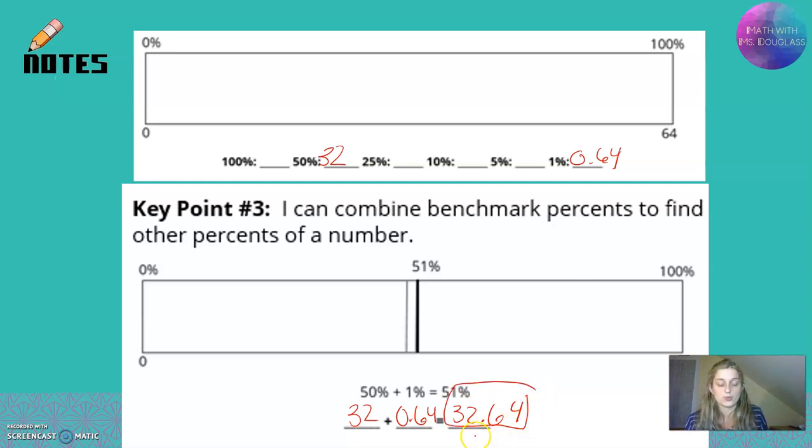Now, let's be careful. We'll talk about this more in the next few lessons, but there should only be one percentage symbol in each problem. So if I'm asking you for 51%, your answer should not have its own percent sign. That is just a number. Like, if we're talking about money, that's $32.64. It is not also a percent. So that's a strategy to use to build your way up to finding the percent of a number.